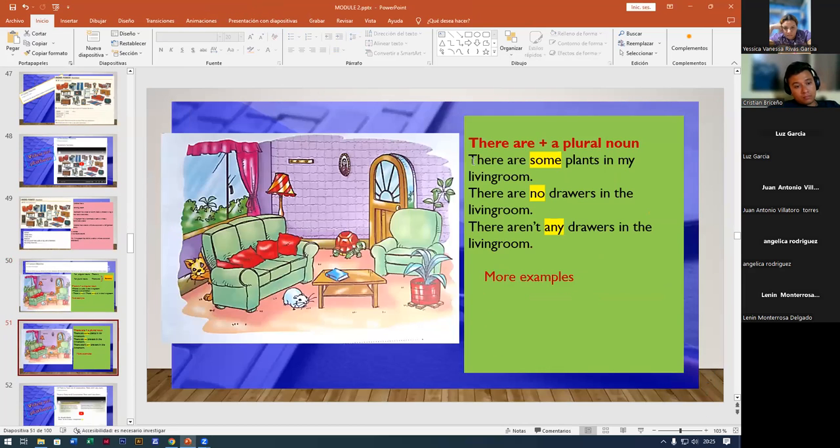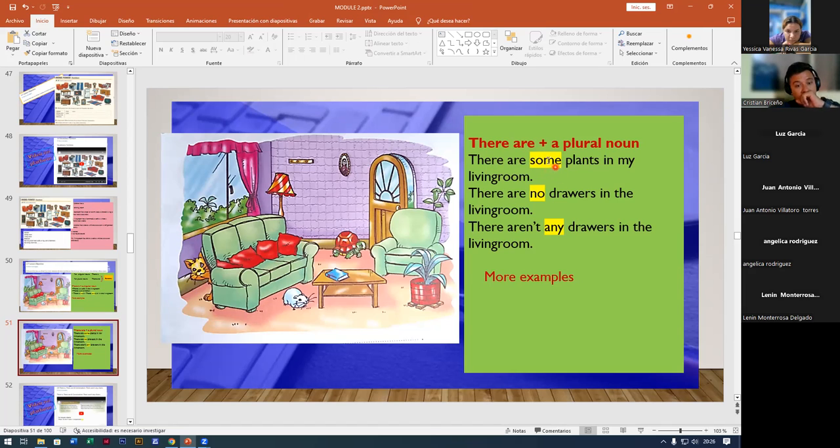So we continue here. We have the plural. In the plural examples, we know that it's not only one, but probably two or more elements. In the structure, there are plus a plural noun, like the example you were giving. There are pillows in the living room. Excellent, that's correct.